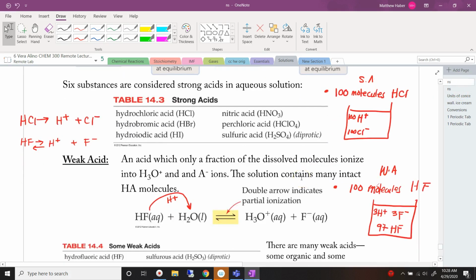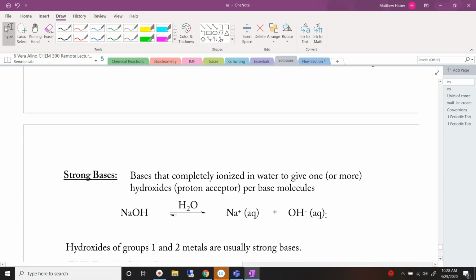Now, some of you might ask, or I'm probably going to instigate it now, you probably haven't thought of this: how did I know that for HF, only 3 of those molecules broke apart? Did I just make this number up? No, I did not. It came from a certain table. We're going to get there. But these numbers are well calculated and well known.